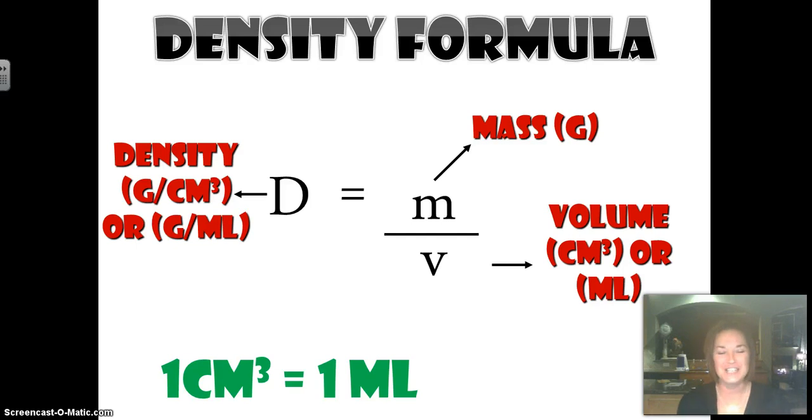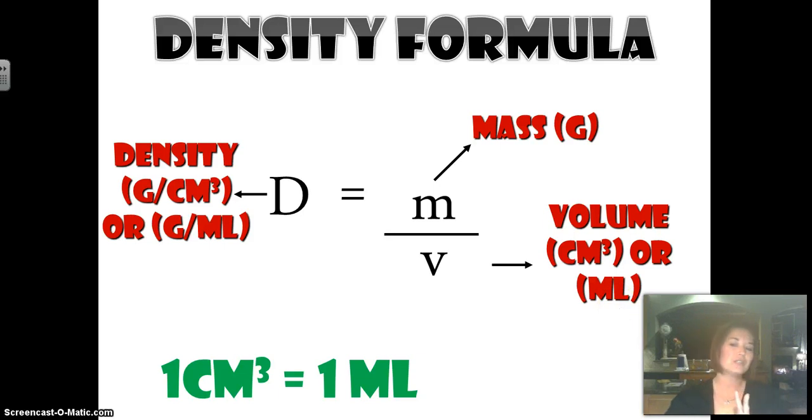Anyway, here's the formula for density. D equals M over V, or density equals mass divided by volume. And in case you have forgotten, grams is the unit that we use to measure an object's mass. And there are two different units we can use to measure an object's volume. We can use centimeters cubed, which is the unit that we use when we're measuring the volume of a solid object, or milliliters, which is the unit that we use when we are measuring the volume of a liquid.